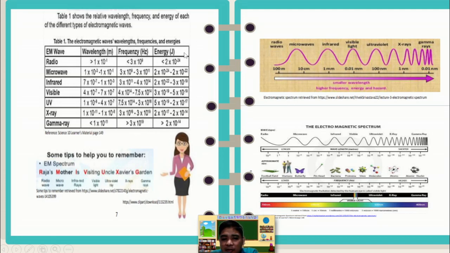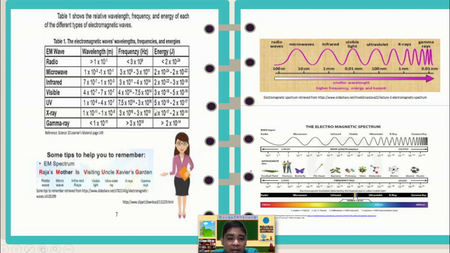Okay, let us now proceed to the energy column. It is in the unit of joule. Okay, the radio wave is less than 2 times 10 raised to negative 24. Then, check every value. It is becoming higher. So, radio wave has lower energy compared to microwave. And microwave has lower energy than infrared. So, as you can see, as we go downward, the gamma ray has the highest amount of energy, which is greater than 2 times 10 raised to negative 14.